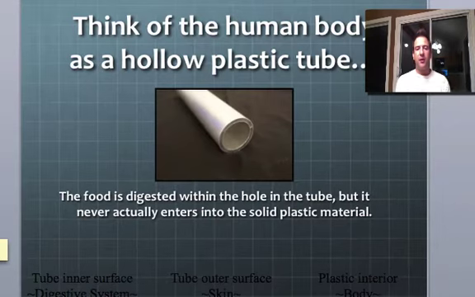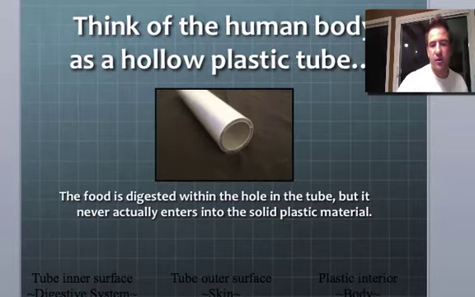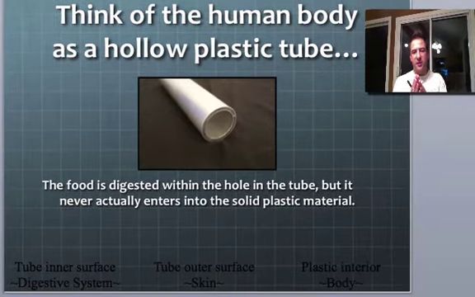We want to think of our body as a hollow plastic tube. Food is digested within the hole of the tube, but it never actually enters the solid plastic of the tube itself. The tube's inner surface would be our digestive system, the tube's outer surface would be our skin, and the plastic interior would be our body.